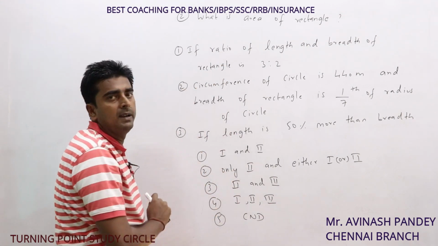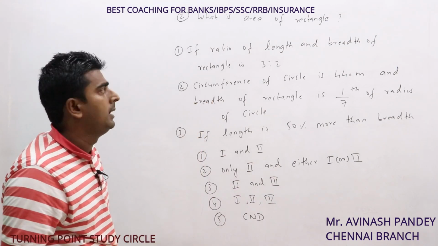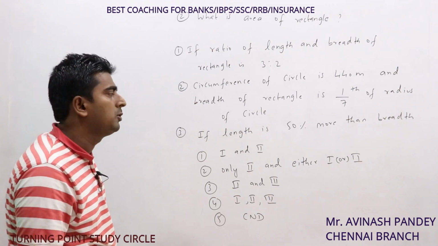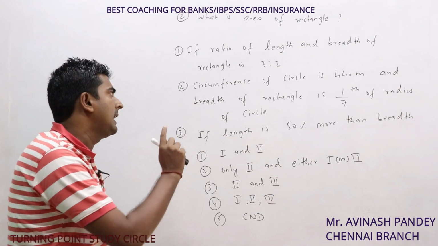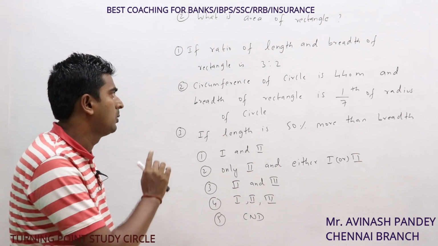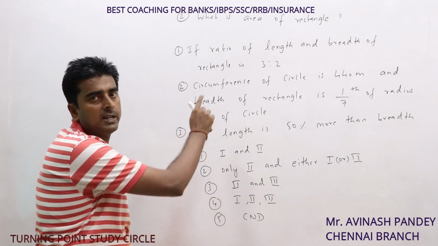So what is the first statement they have given you? The ratio of length and breadth of a rectangle is 3:2. So they have given the ratio to you. Can you solve this question by using the first statement? Of course not, you can't solve. Second one, because the ratio is given.